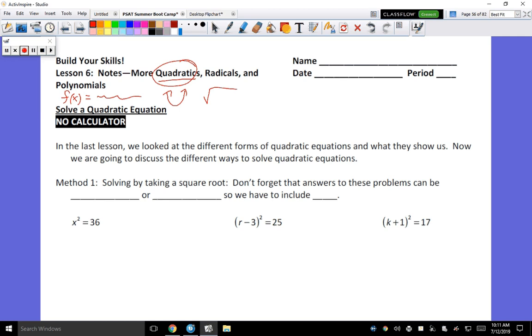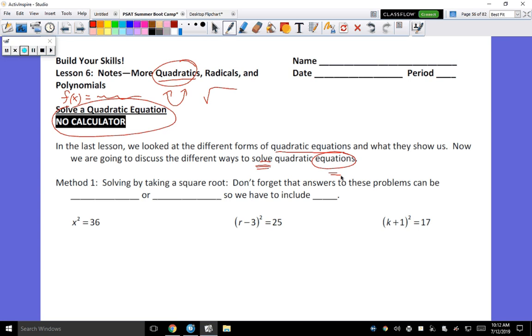First of all, we are going to review solving quadratic equations with no calculator. In the last lesson, we looked at different forms of quadratic equations: vertex, standard, and then the factored form, otherwise x-intercept form, and what they show us. Now we are going to discuss the different ways to solve quadratic equations. So there will be an equal sign somewhere.